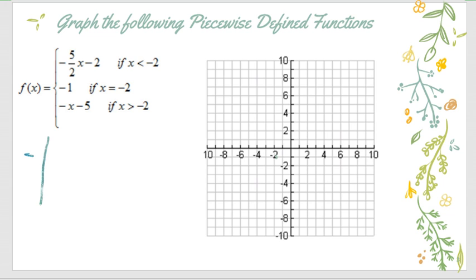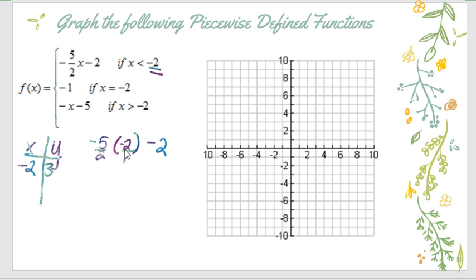So if we make a table of values for our first one, we've got our x's and our y's, and we're always going to start at this defined value. So -2, we're going to plug into our equation. So I have -5/2 times -2 minus 2. So here, -5/2 times -2, really that's -2/1. If you multiply straight across, you get 10/2, which is 5, and then 5 minus 2 is going to give us 3.